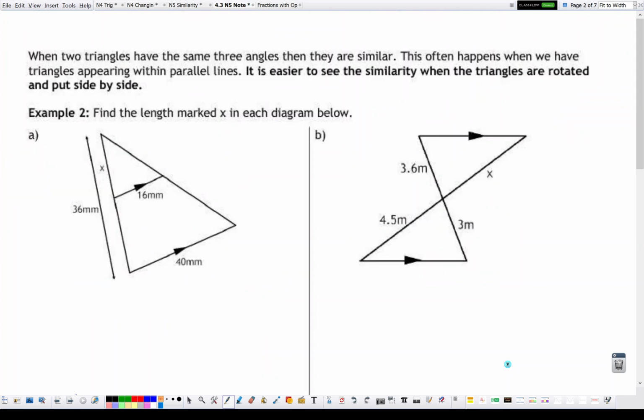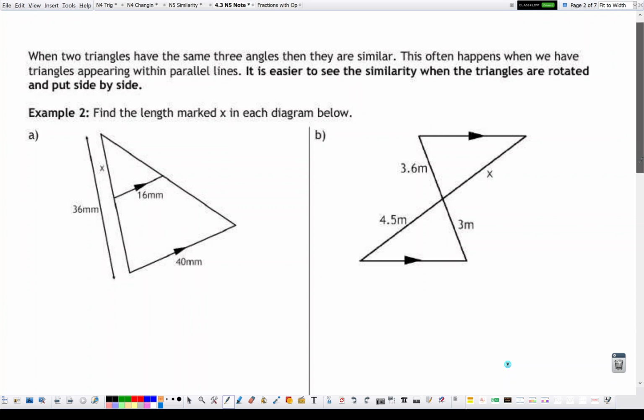You'll see what I mean about these triangles within triangles. When two triangles have the same 3 angles, then they are similar. This often happens when we have triangles appearing within parallel lines. It's easier to see the similarity when the triangles are rotated and put side by side. So from these two diagrams, we are going to pull out the corresponding similar triangles and draw them side by side so that they match up with the corresponding angles. They're rotated the right way, and then we're going to do the exact same as we've just done.